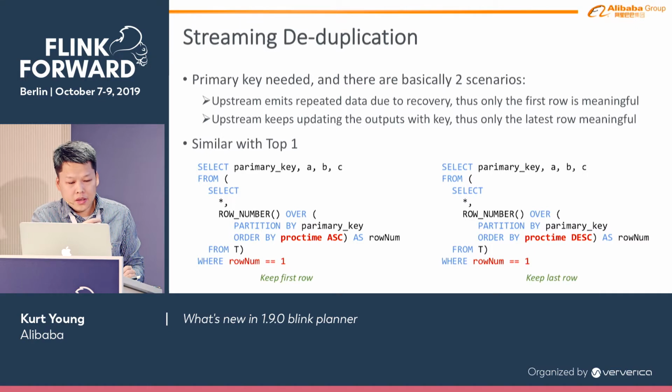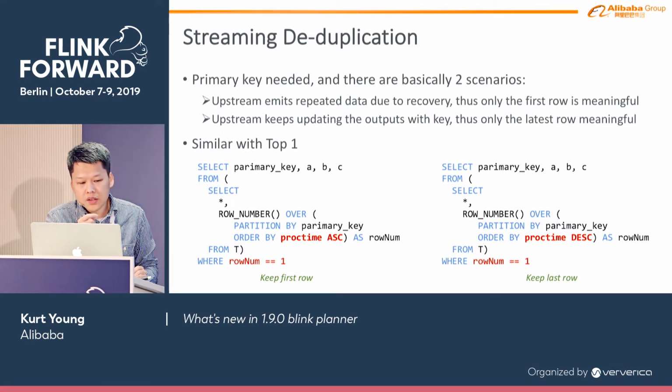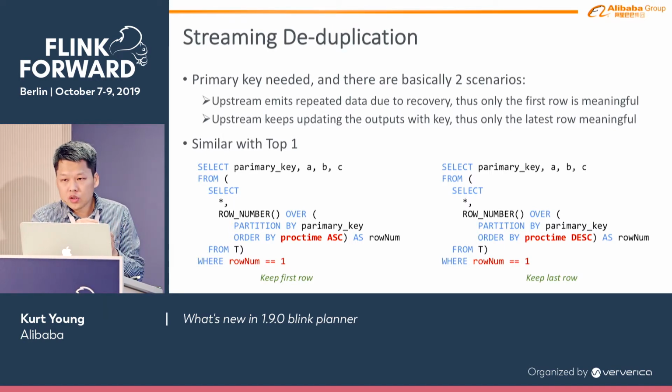But in streaming de-duplication, we typically have 2 use cases. The first one is, imagine in de-duplication you have some sort of key, right? And the upstream, maybe due to some reason like recovery, will generate exactly the same duplicate records. So in this case, only the first message with the same key matters to you. You don't want to see all the other messages with the same key. This is one use case.